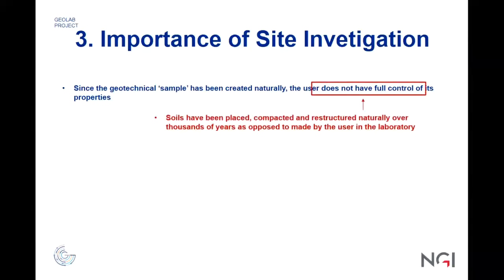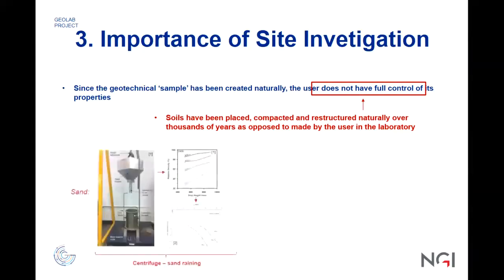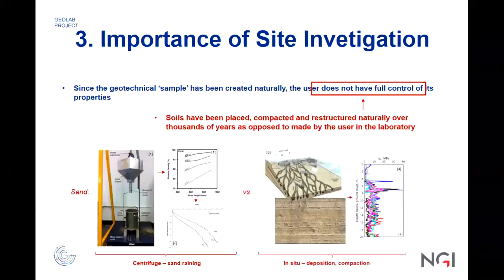And soil has been placed, compacted, and restructured naturally over thousands of years, as opposed to, as you see in the centrifuge and in the test pit, where it is man-made in a way. As the figure shows here, that's how you prepare the sand in the centrifuge, as opposed to the natural environment, where soil goes through many cycles of erosion, deposition, compaction, uplifting, etc. And if you do CPTs, as shown here, you can see that it has layers, different fabrics, different material at different depths, and it varies spatially.